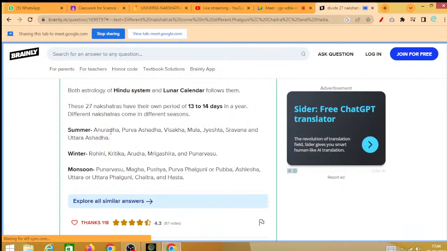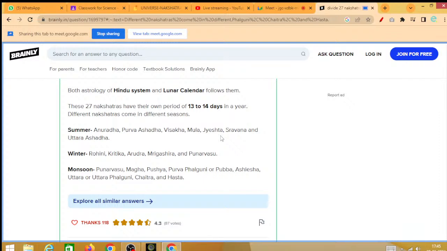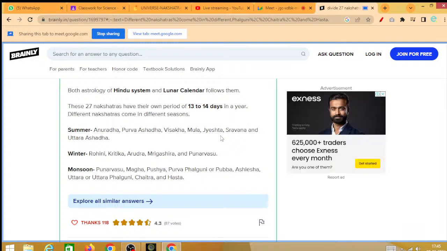Summer: Anuradha, Purva Ashadha, Vishakha, Mula, Jyeshtha, Shravana and Uttara Ashadha. Winter: Rohini, Krittika, Rudra, Mriga Shira and Punarvasu. Monsoon: Punarvasu, Magha, Pushya, Purva Falguni, Ashlesha, Uttara Falguni, Chitra and Hasta.